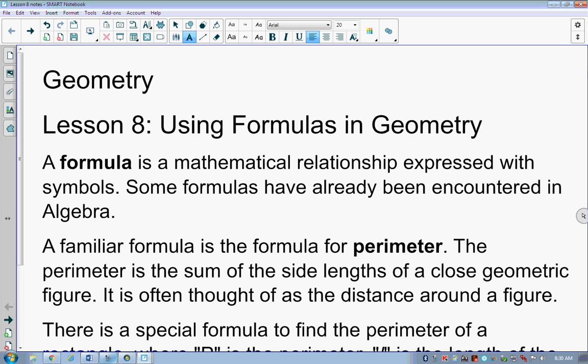All right, geometry lesson 8. So we're going to talk about using formulas in geometry. This should be a really easy lesson. I expect to probably be able to give you a good chunk of time to work on homework today, but we'll go through the notes here real quick.